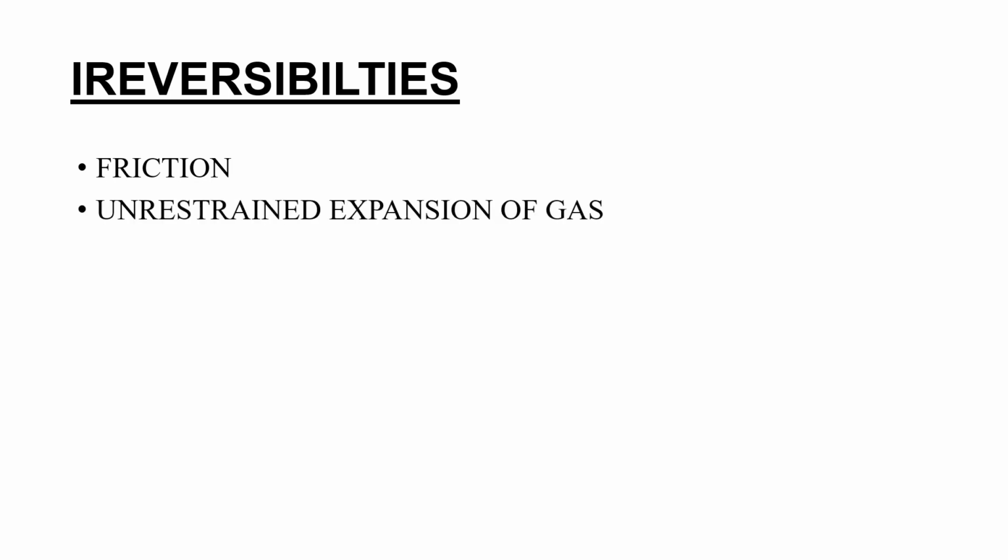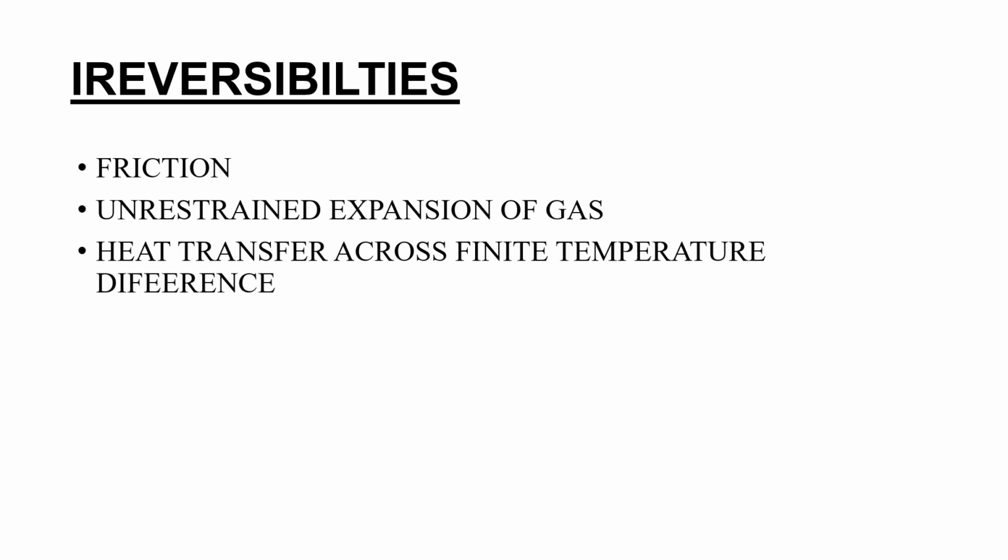Now we will discuss what causes these irreversibilities. What are the reasons for these irreversibilities? What makes a process irreversible? The first thing is friction. Then you have the unrestrained expansion of gas. Then you have heat transfer across a finite temperature difference.